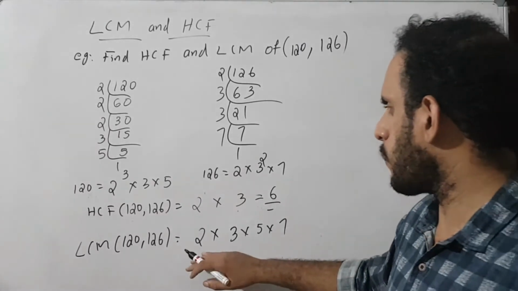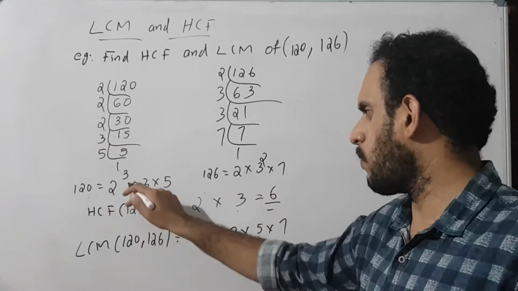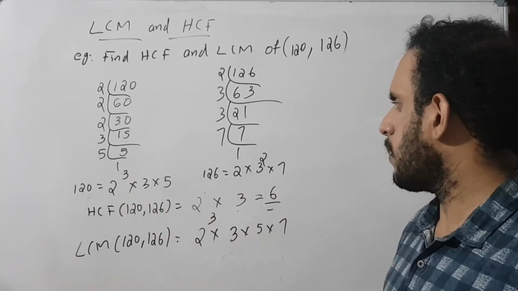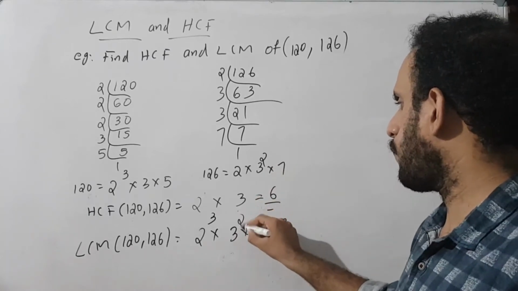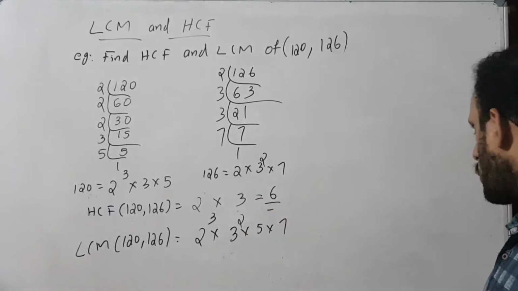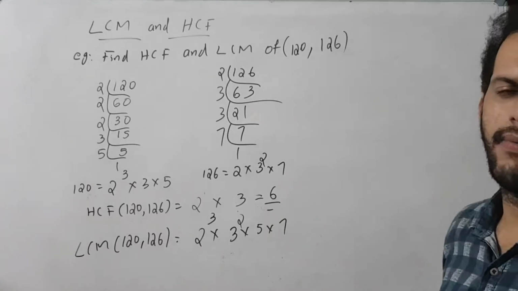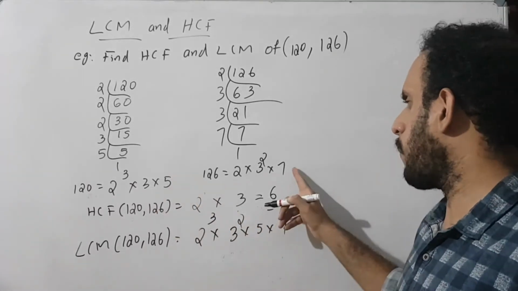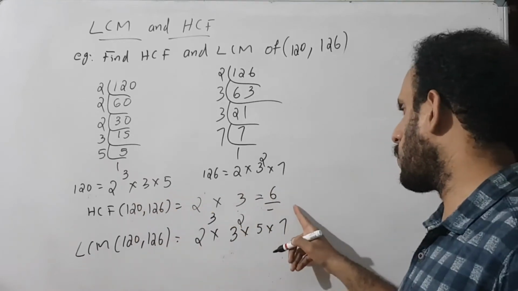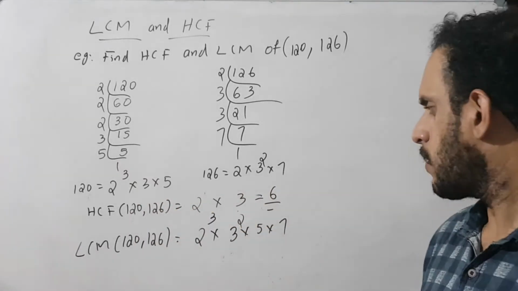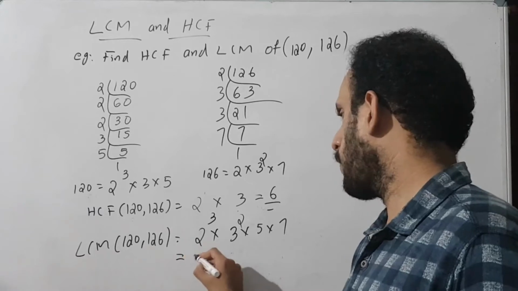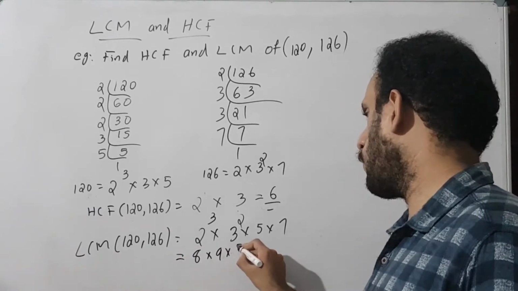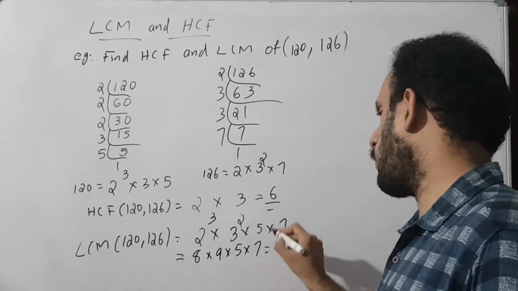Then what is the highest power of 2 in this factorization? That one is 2 raised to 3. What is the highest power of 3? That one is 3 raised to 2. Then what is the highest power of 5? That one is only 5, the power is 1. What is the highest power of 7 in these two? That is only 7, the power is 1. So the LCM is equal to 8 into 9 into 5 into 7.